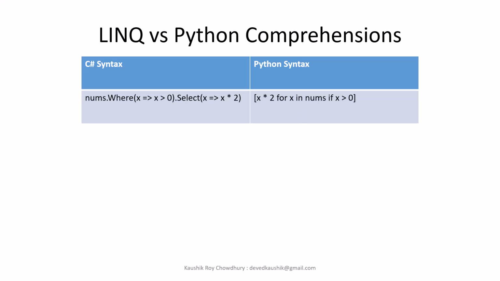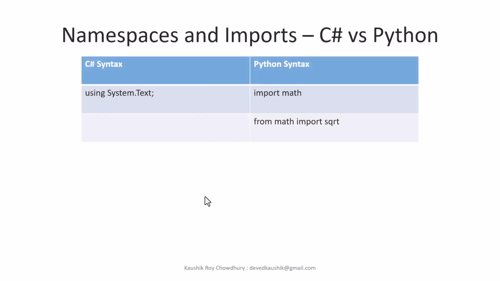So in Python. Okay, so finally we come to namespaces and imports. While C# uses using to import namespaces, Python uses import. So import math, and then from math import square root. You can also import specific functions or classes using from module import name, giving you more flexibility. Python imports are lighter and easier to manage, especially in notebooks.